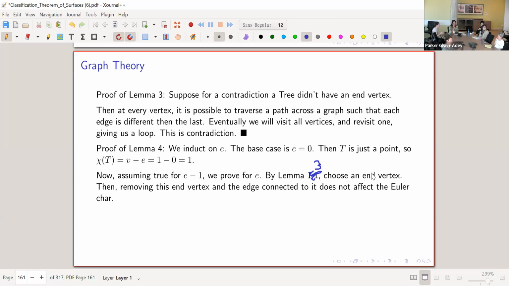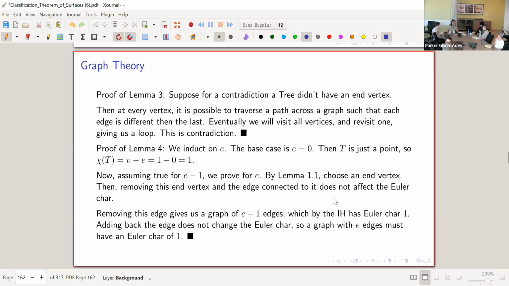Then removing the end vertex and the edge connected to it won't affect the Euler characteristic. It also won't disconnect the graph because it's an end vertex. Because we're removing one edge and one vertex, they cancel out. So this will give us a graph of e minus 1 edges, which by the induction hypothesis has Euler characteristic 1. And if we add back the edge and the vertex, analogously to what we argued before, this doesn't change the Euler characteristic. So a tree with e edges must have an Euler characteristic of 1.